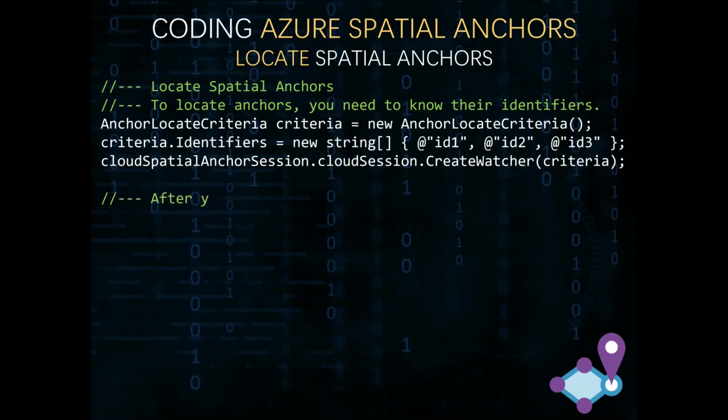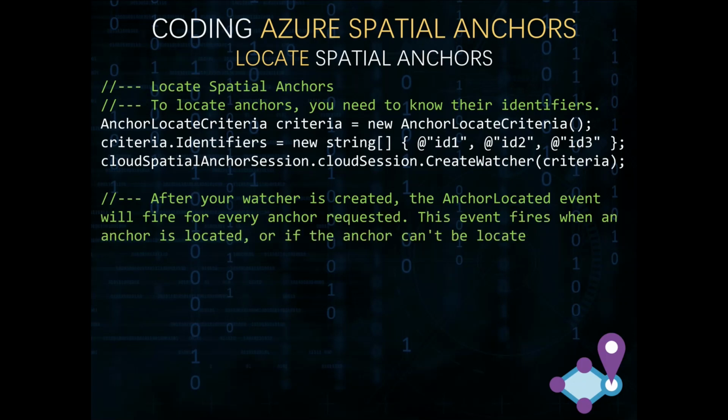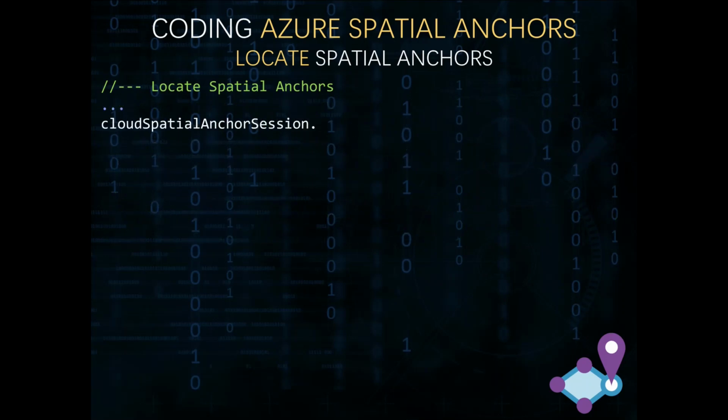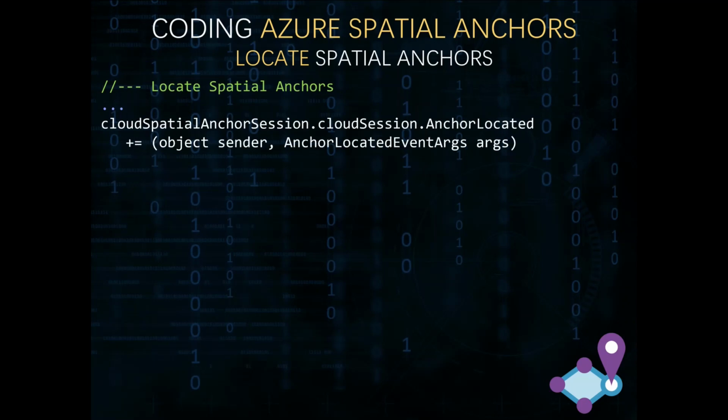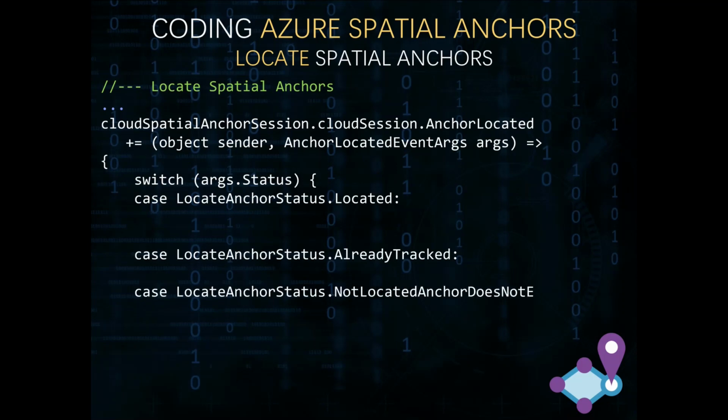Now, what this watcher does is you create the watcher. The anchor located event will fire every time an anchor is requested. This event fires when an anchor is located or if the anchor can't be located. So now we're going to see a large statement here where we're looking at a case statement. So we're looking at our anchors located. Here's our switch statement. We got a located case. We have an already tracked case. We have a not located anchor, does not exist case. And we have a not located case. So let's fill those guys in a little bit more.